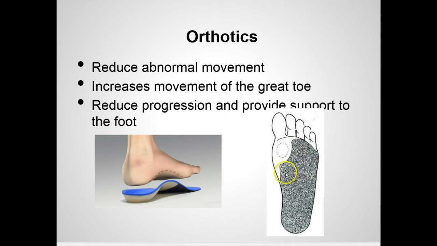Orthotics can be helpful to reduce the abnormal movement. It increases the movement of the big toe joint, so we can do a cutout right here to drop the big toe joint down and help it to move better. A lot of times it can help reduce the progression and provide support to the foot. So we don't want the bunion to get worse, and even if it is corrected, we can help hopefully prevent it from coming back as much.